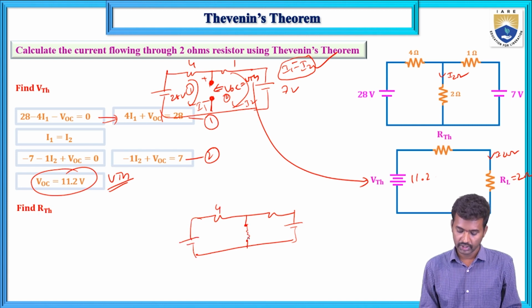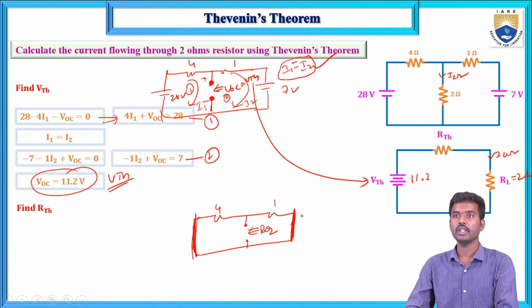For this, the resistances are 2 and 1, with 7 volts and 28 volts. Remove the load resistance from the given circuit. Step 1: the voltage source is replaced by a short circuit. Is there any current source? No, there is no current source here. So the voltage source is replaced by a short circuit, and calculate this R equivalent.